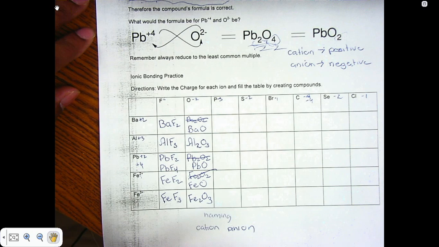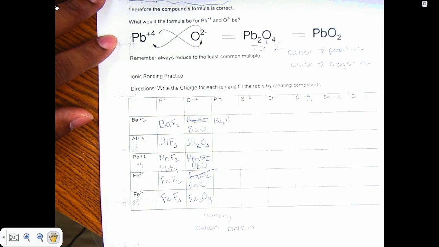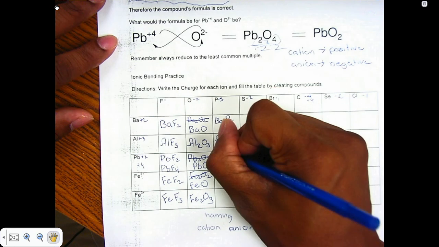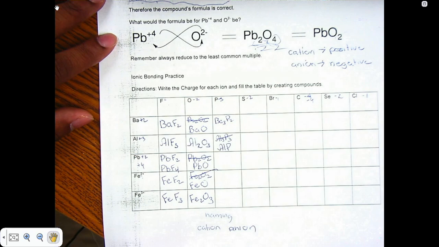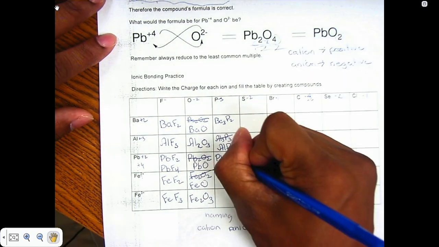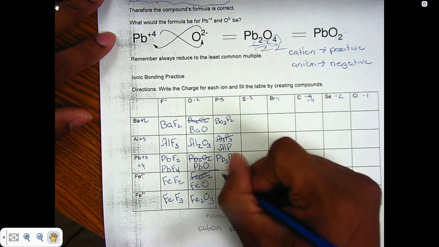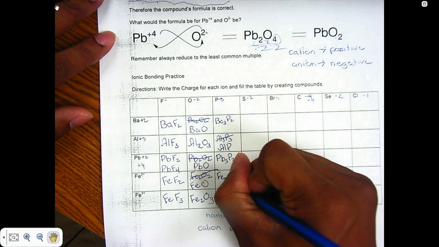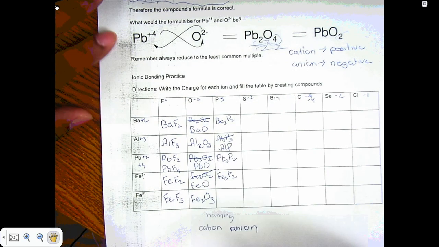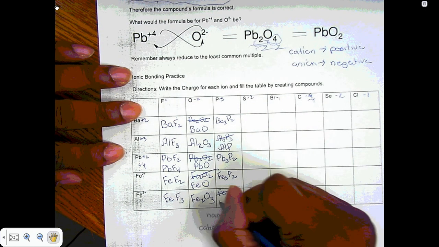Next we have our phosphides where we have a 3-. This becomes Ba3P2. This starts off as Al3P3, but they cancel out and become AlP. Assuming we have lead +2 to begin with, this becomes Pb3P2. Here we have Fe3P2. And lastly, we have Fe3P3, which cancels out and becomes FeP.